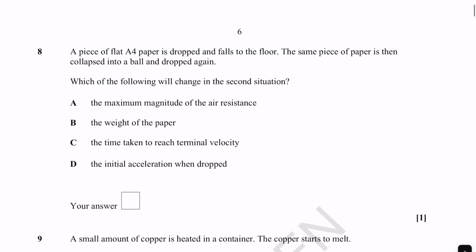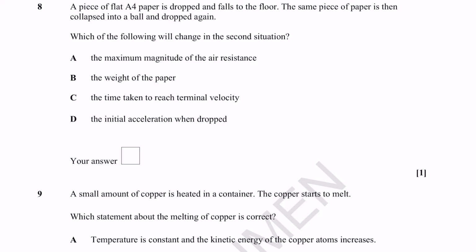Let's move on to question number 8. It says a piece of flat A4 paper is dropped and falls to the floor. The same piece of paper is then made into a ball and dropped again. Which of the following will change in the second situation? Well, it will be the time to reach terminal velocity because of the dimensions. The air resistance will act differently. There will be a smaller amount of air resistance acting initially until it reaches its terminal velocity, which will be at a different time. So C is the answer.